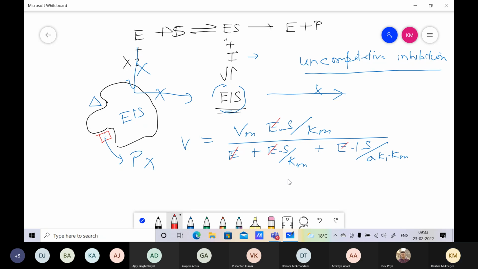So this becomes equal to Vmax S multiplied by Km, and we write Vmax S multiplied by Km, so below it becomes Km plus S plus IS upon alpha KI. Okay, so this is uncompetitive inhibition.